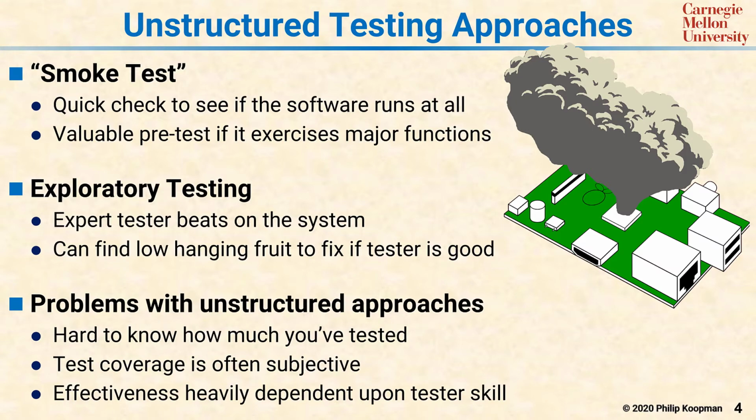The problems with these unstructured approaches are that it's hard to know how much you've tested. Test coverage, or in other words, how thoroughly have you tested the system, can be subjective. The effectiveness heavily depends upon tester skill. So if you have a really good tester, they may find a huge number of bugs. If you have a bad tester, they may find very few. The catch is, if you have a tester who you're not sure if they're good or bad, and they find very few bugs, then it might be that they're a good tester and there are no bugs, or it might be they're a bad tester and there's plenty of bugs, and it's really hard to tell the difference.